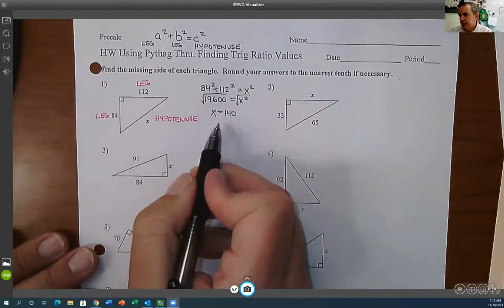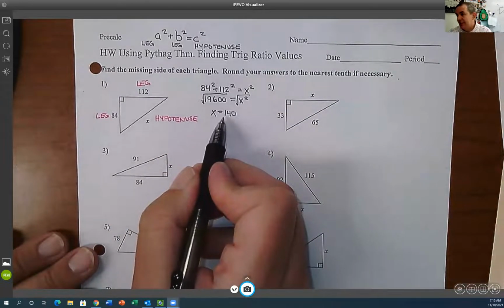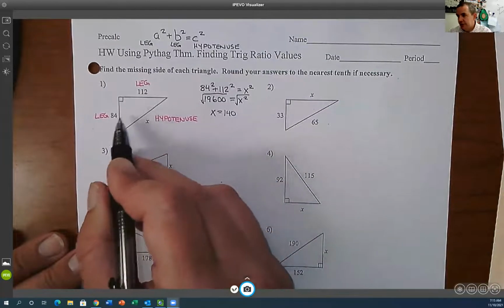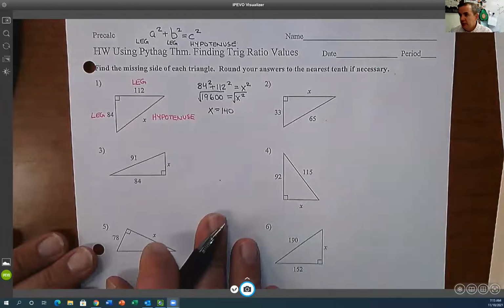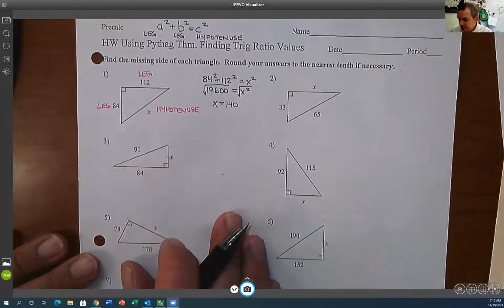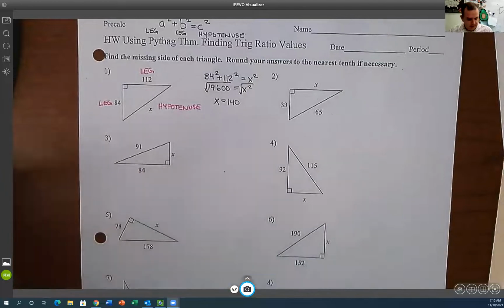A good double check for yourself is, since this is the hypotenuse, just make sure it's longer than the other two sides. And yes, it is. It's longer than 84 and 112. So that's an example of using the Pythagorean theorem when you don't know the hypotenuse. Let's jump down to the second one.